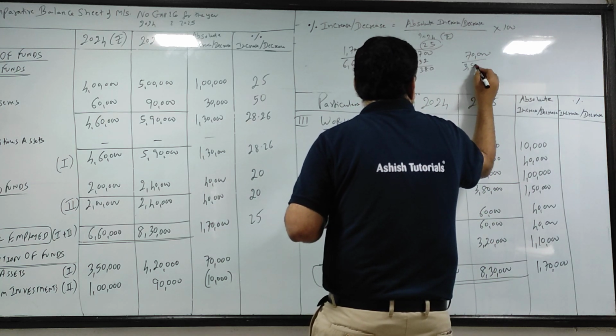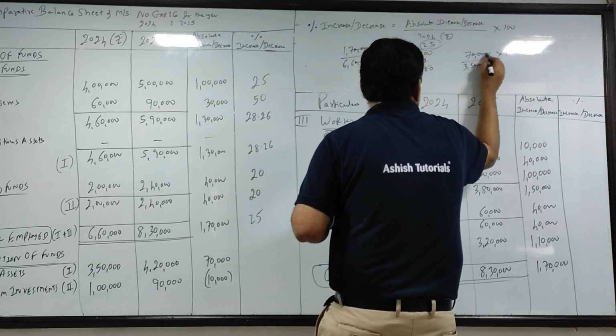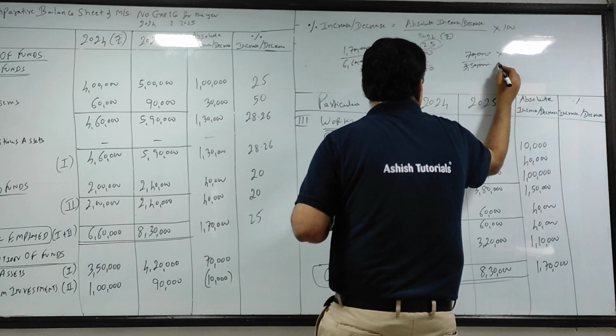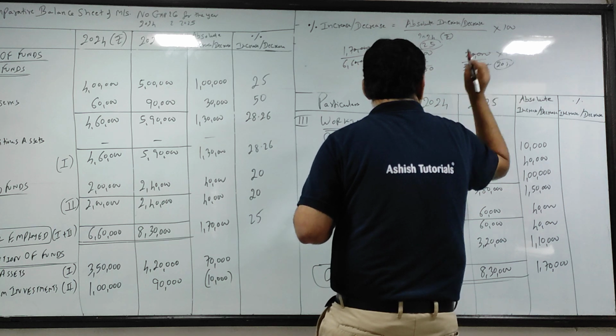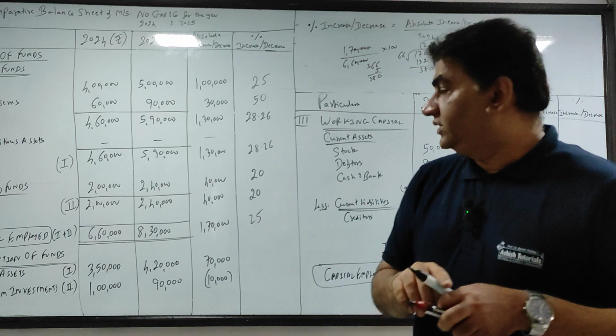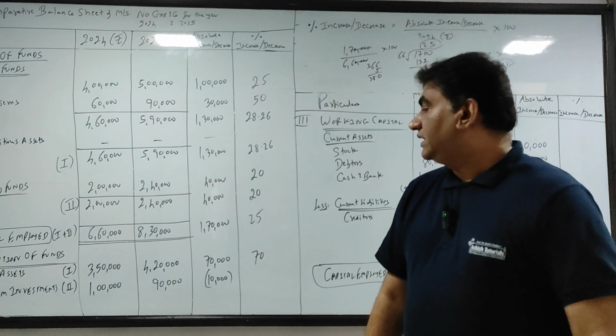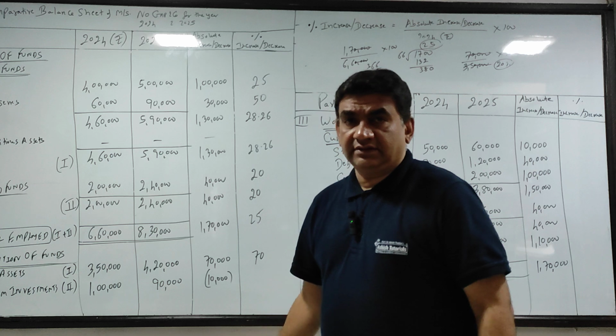70,000, this is also straightforward. Divide by 350 into 100. 4 zeros gone, 70, this is again 20%. Check, 35 into 2, 70. So this is 70%.